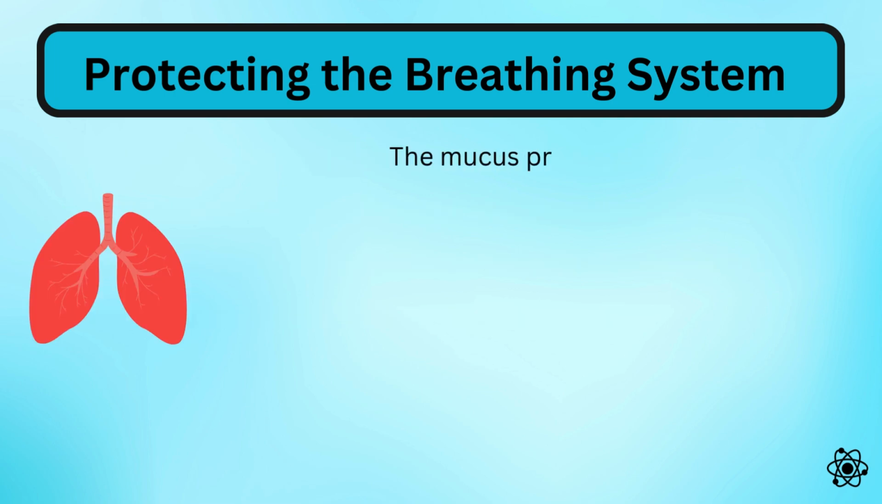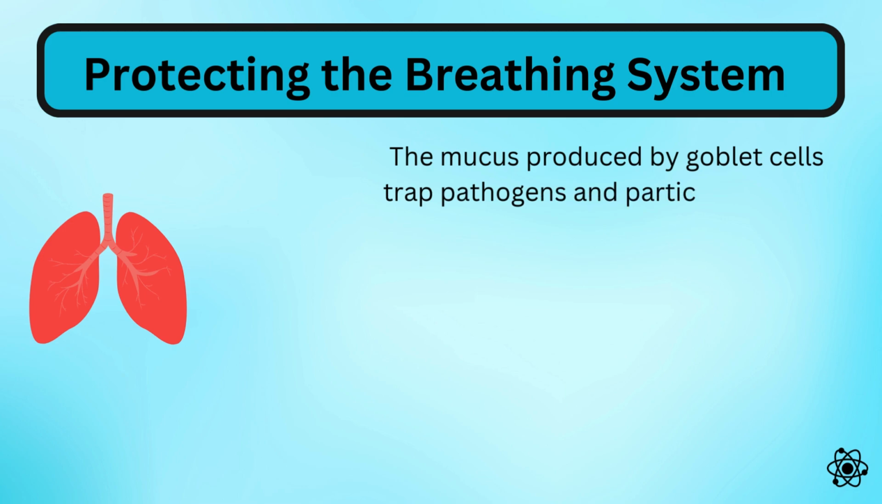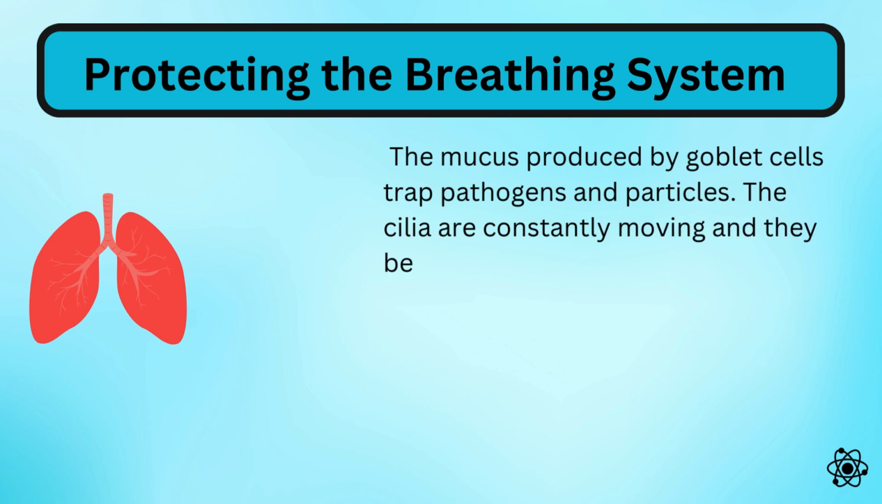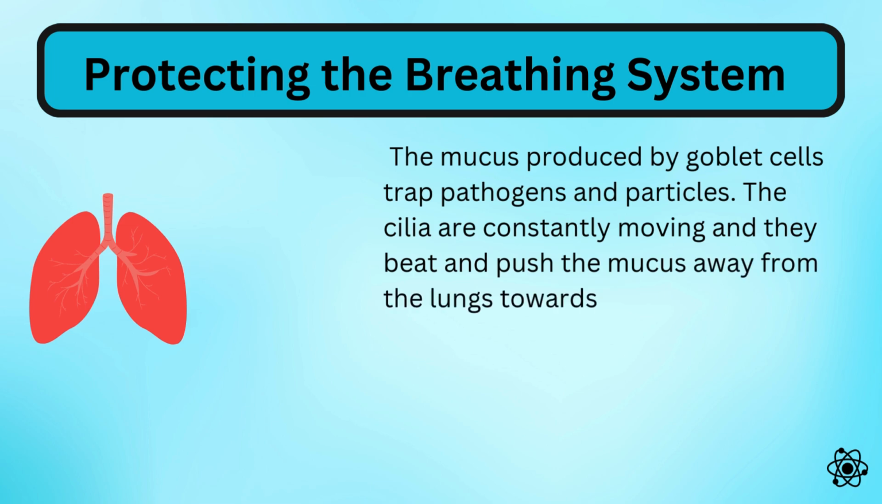So the mucus produced by goblet cells traps pathogens and particles. The cilia are constantly moving and they beat and push the mucus away from the lungs towards the throat where it can be swallowed. This destroys pathogens and protects the lungs from them.